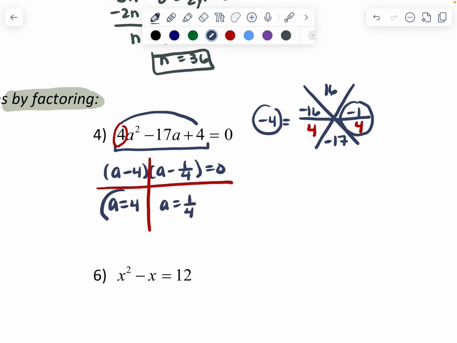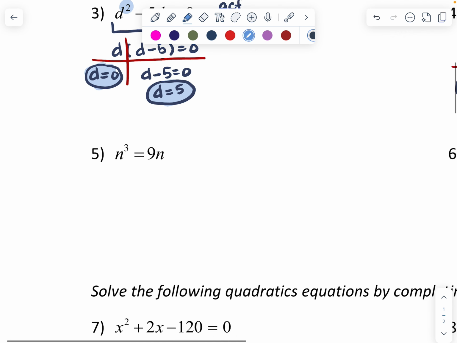Again, I had a degree, or the biggest exponent, that was a 2, which means I should have 2 answers. Okay? All right, let's look at 5. Okay, there's something really wrong with this one. What's wrong with this one is that it's not equal to 0. So I need to move this over, giving me n cubed minus 9n equals 0.